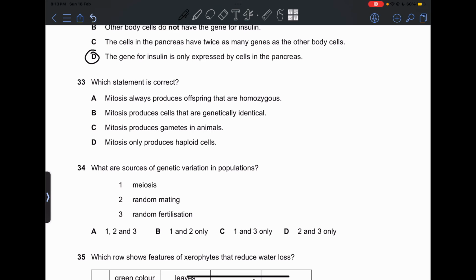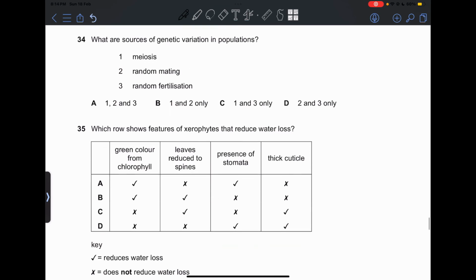33. Which statement is correct? A says mitosis always produces offspring that are homozygous. This is actually incorrect. B says mitosis produces cells that are genetically identical. This is correct because mitosis produces similar daughter cells. So meiosis is actually the one that produces cells that are not genetically identical. They are producing haploid cells. So our answer is going to be B.